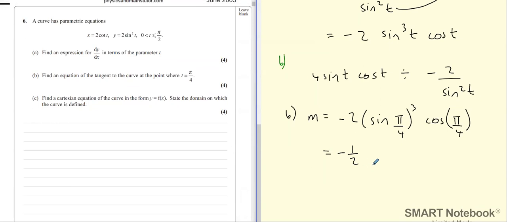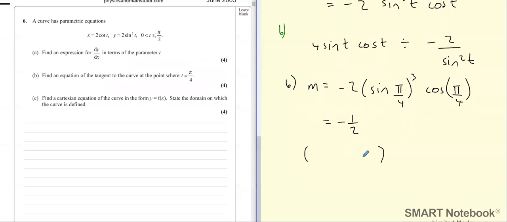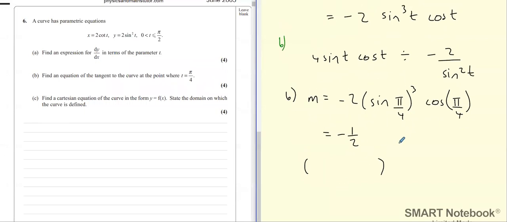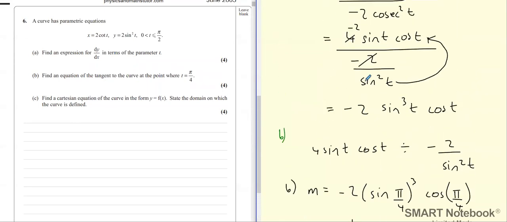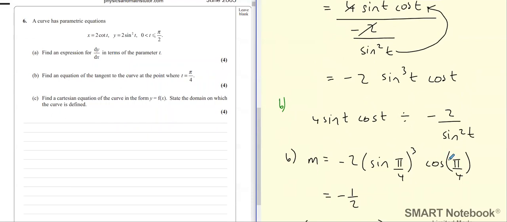So we've got m equals -1/2. Now we also need a pair of coordinates that this goes through. We're told x equals 2 cot t. This was -2. This is positive. This is definitely positive. So the trig terms are positive. When I multiply by -2, the answer is going to give me a negative. So can you just check that, please?